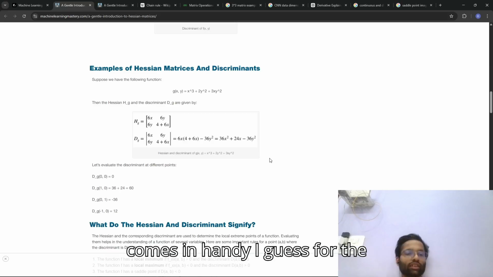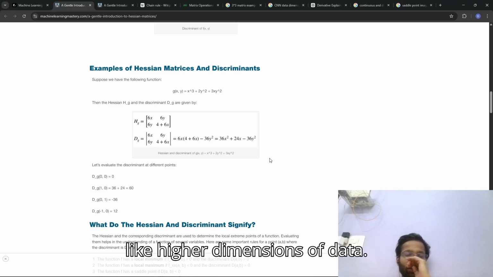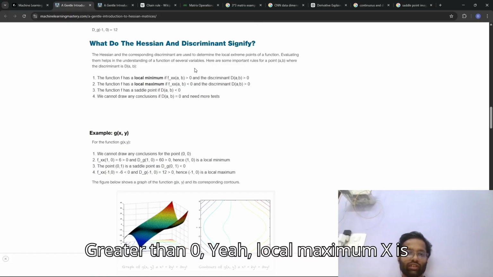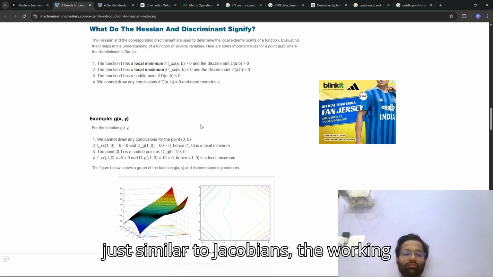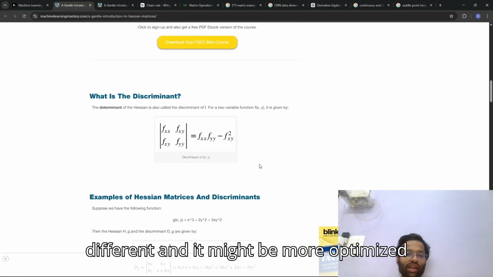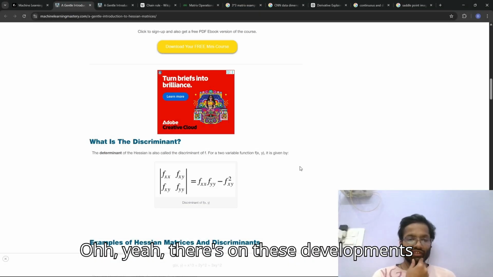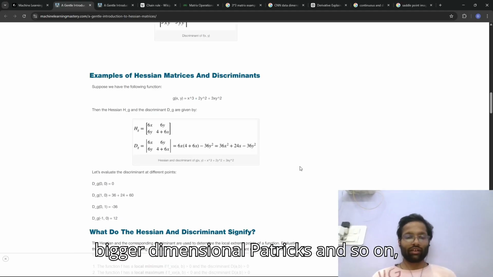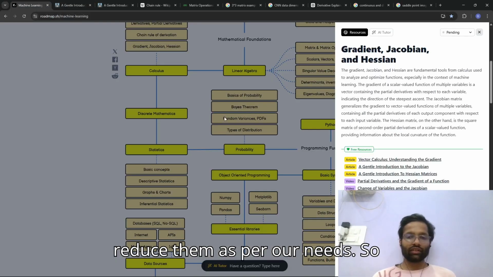So it comes in handy, I guess, for the matrices where we have higher dimensions of data. Greater than 0, yeah. Local maximum is less than 0. So yeah, it's simple. It's just similar to Jacobians, the working and so on. The formula is a bit different and it might be more optimized. So yeah, based on these Jacobian and Hessian methods, we get something like bigger dimension matrix and so on for different models, and then we can reduce them as per our needs.